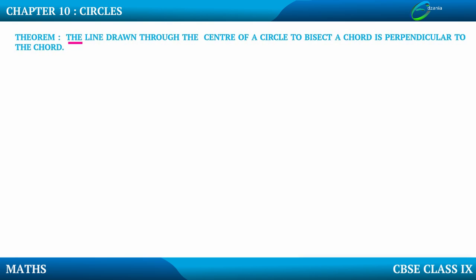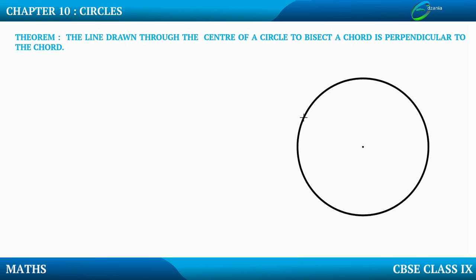Let us see the converse of the previous theorem. The line drawn through the center of a circle to bisect a chord is perpendicular to the chord. Again, first of all, I need a circle. So let me consider a circle now. Now in this circle, first of all, let me mark the center of the circle.